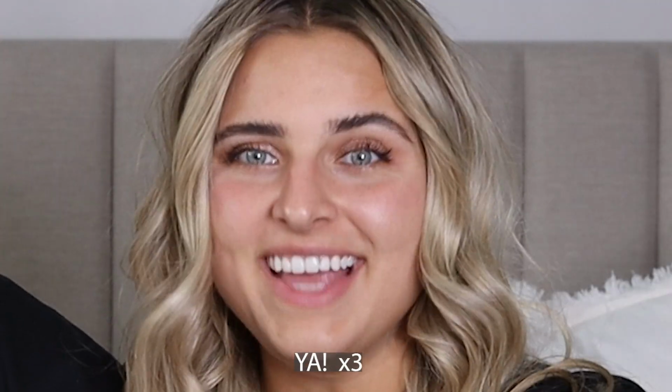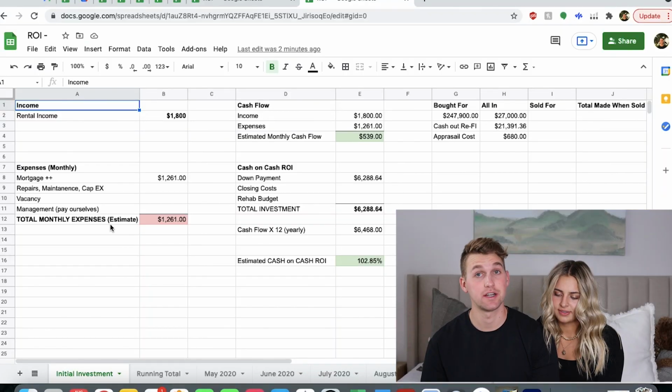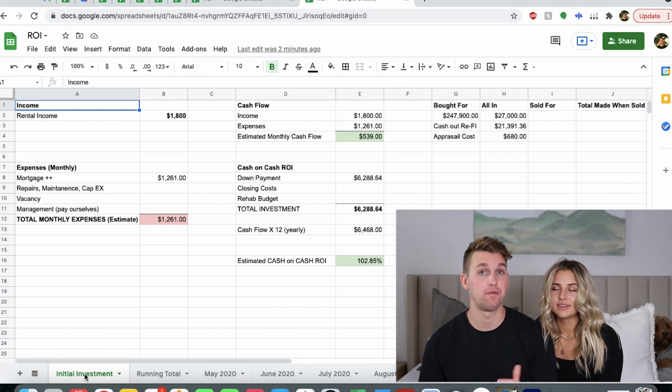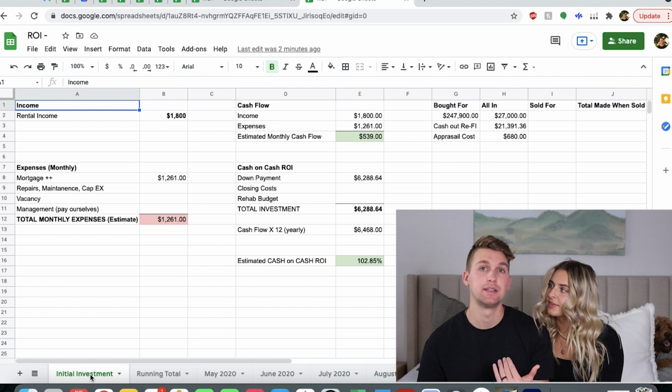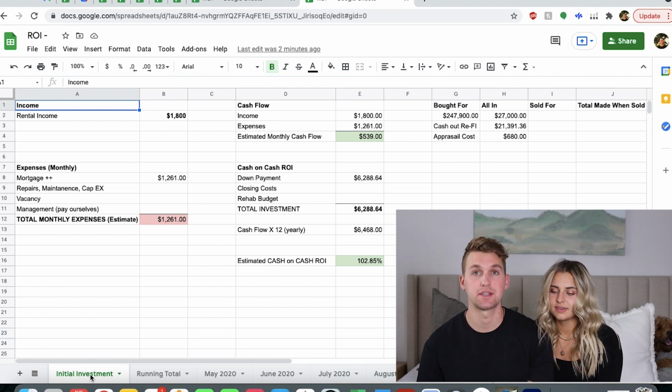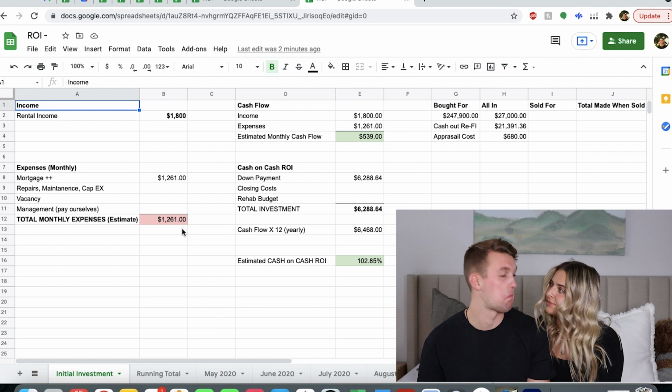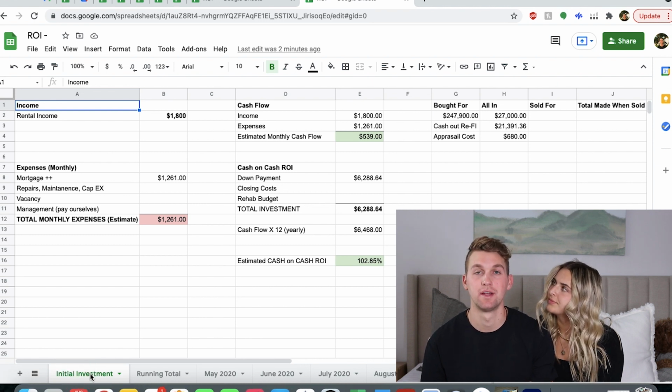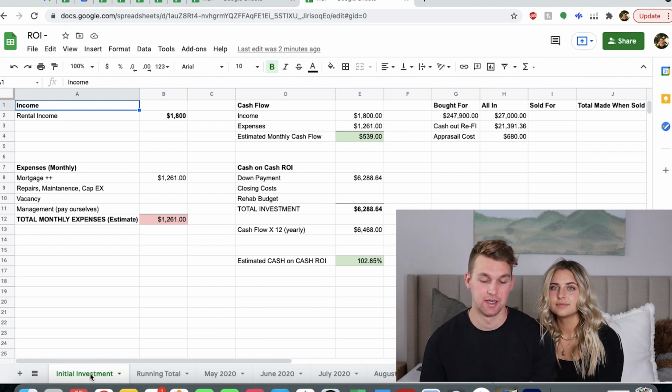So the first tab that you're gonna make over here is your initial investment. This is what I like to do before we buy a property, to run the numbers to see what our estimated ROI is gonna be as a percentage on the rental. And if it's a good percentage, anywhere from 10 to 20% or above, then we'll usually hop on it. So this is just giving us an estimate, and then we'll go through the actual numbers.